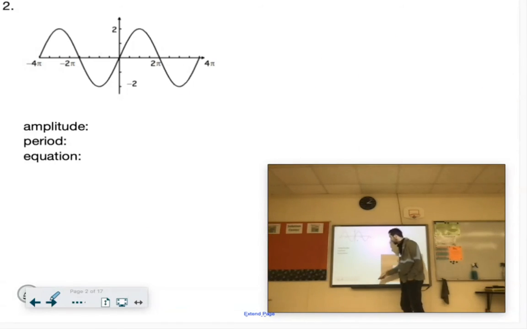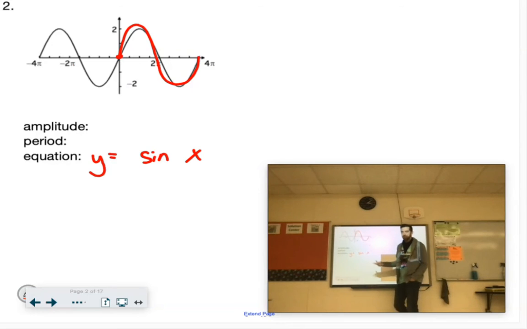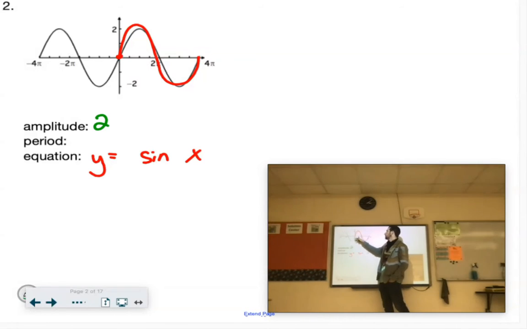So if you look here, again, it starts in the center, goes up, down, back to center. So it's going to be something sine x. We just need to figure out what a and b are. So this one maxes out at 2, so our amplitude is 2. Goes up 2 and down 2 from the center. So it's going to be 2 sine of x.